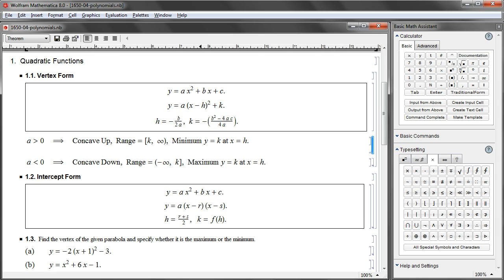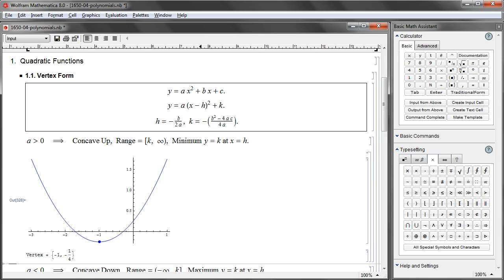Here's an example. When the leading coefficient, a value, is positive, then the graph is concave up, and we have a minimum y equals k at x equals h. That's the vertex, h comma k. And the range is going to be from k to infinity. The lowest y-coordinate value is the y-coordinate value of the vertex, that's k. And then, as you can see, the y-coordinate just goes up forever. So the range is k to infinity.